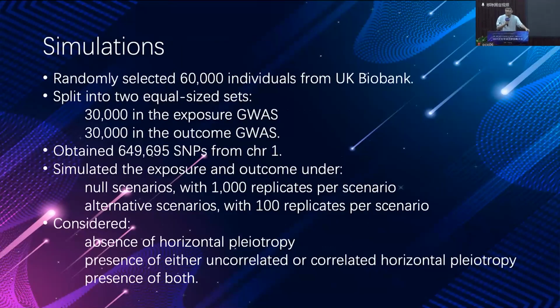To assess the model performance, we conducted simulations. We randomly selected 60,000 individuals from the UK Biobank and split them into two equal-size sets: 30,000 for the exposure GWAS and the remaining for the outcome GWAS. So this is a two-sample MR setting. We used SNPs from chromosome 1 and simulated the exposure and outcome under null scenarios, that is, there is no causal effect, and alternative scenarios, that is, there is some causal effect.